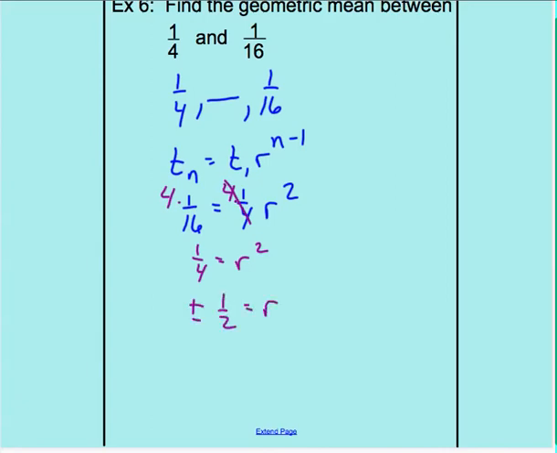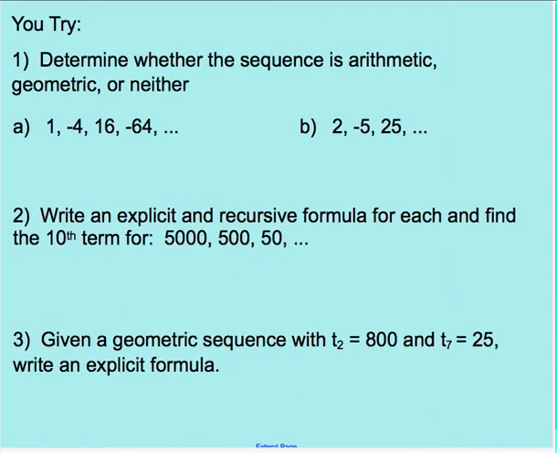So to find the geometric mean, again, we have two options. Our first option, if we have a positive ratio, 1/4 times 1/2 would give us 1/8. Or our second option, if our ratio is negative, would give us -1/8. And here are your try questions.